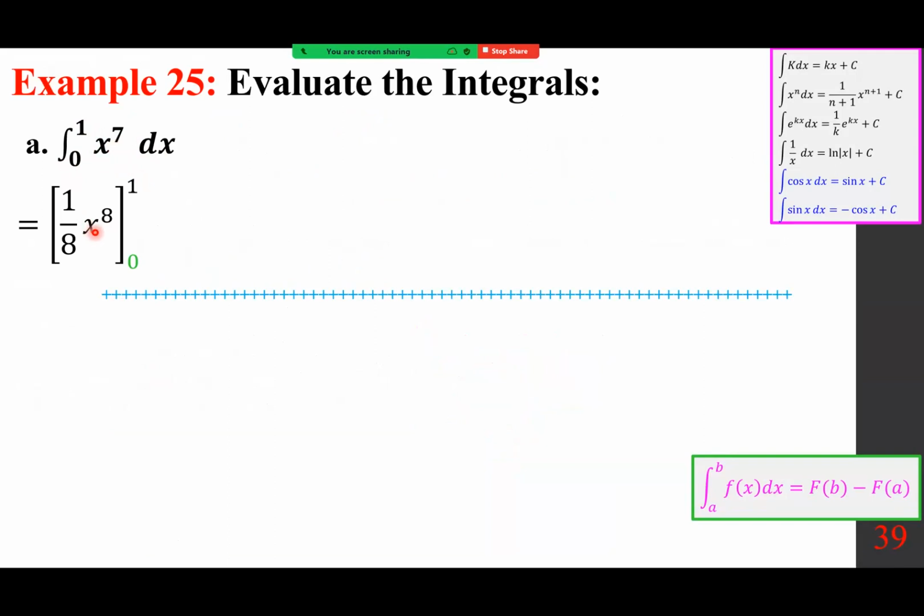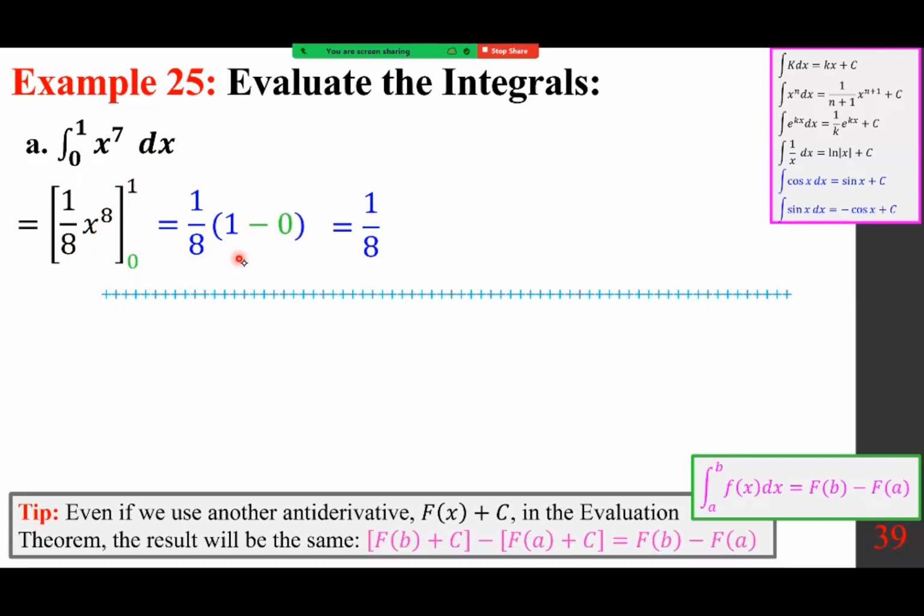You plug in number 1, this becomes 1. You plug in 0, it becomes 0. So 1 minus 0 is 1, times 1 over 8. This is how you evaluate it. First, you plug in the upper limit minus, second, the lower limit. It's easier to keep the 1 over 8 outside. 1 to the power of 8 is 1, 0 to the power of 8 is 0, and the answer is 1 over 8.